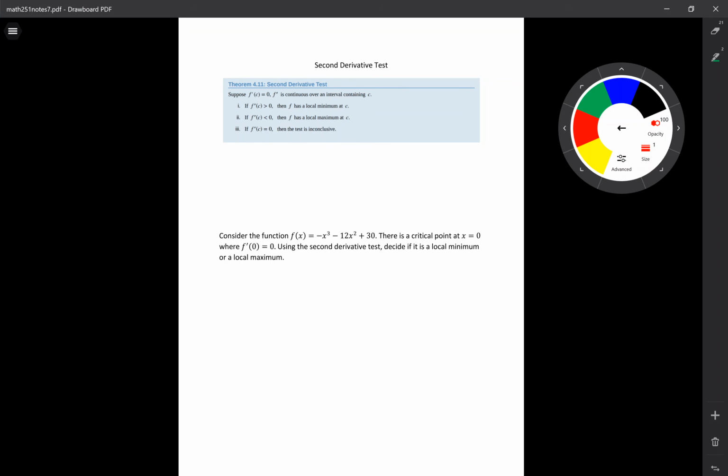In this video, we'll be talking about the second derivative test. This is another way to classify the local extrema of a function. Instead of using the first derivative, this time we'll be using the second derivative to classify our local extrema.